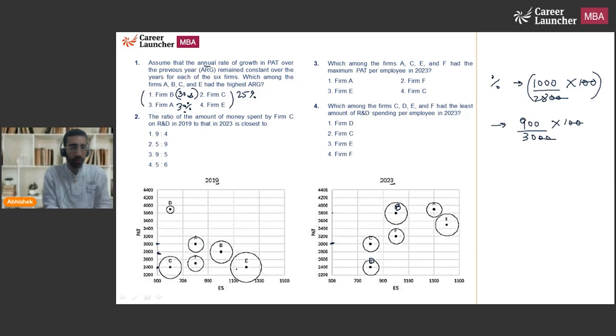Firm E has gone from 2,400 to, this is 3,500. Now this is nearly 50%, right? 2,400 to 3,600 is exactly 50%. This value is exactly 50%, slightly less. Even if I take 35 here, it's going to be much more than 40%. So surely E is the answer. Your answer is, without a shadow of doubt, E. I hope this is clear. Let us move on to the next question.